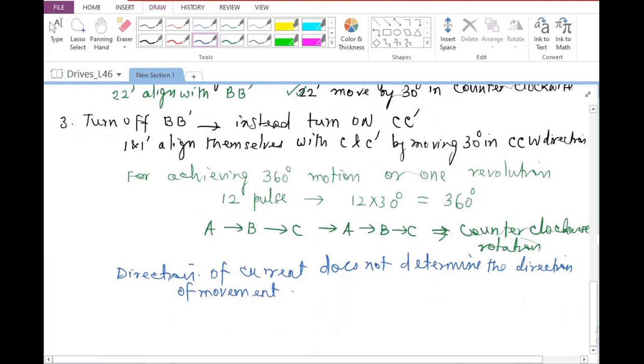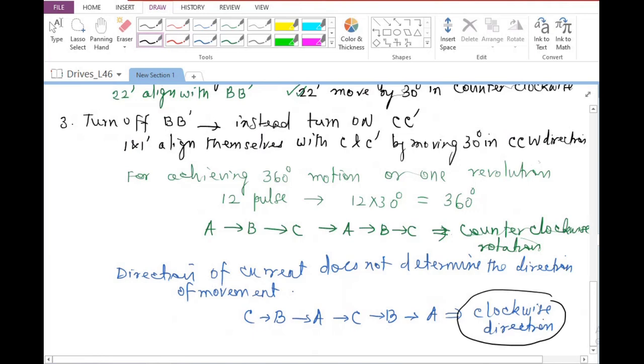Whereas if instead of ABC, I just say C, B, A, and then again C, B, A. So if I try to do this as the sequence of rotation, you can analyze this, it will go in the clockwise direction. So the sequence of firing the devices actually determines in which direction your motor is rotating, whether clockwise or counterclockwise.